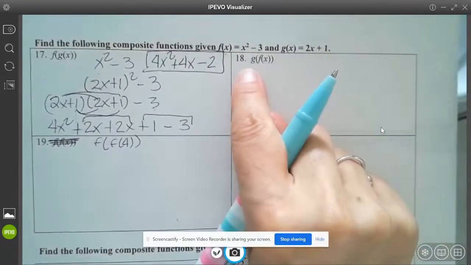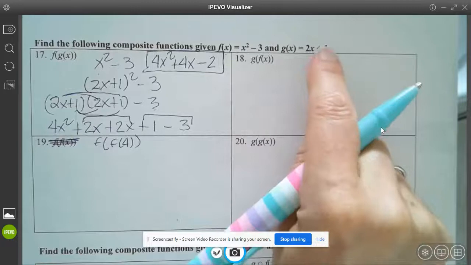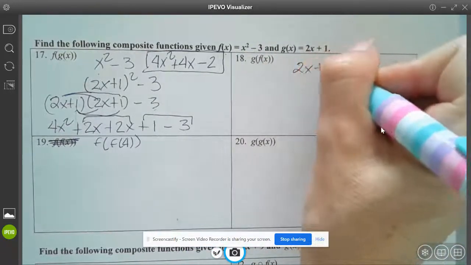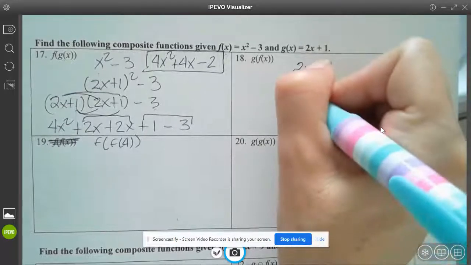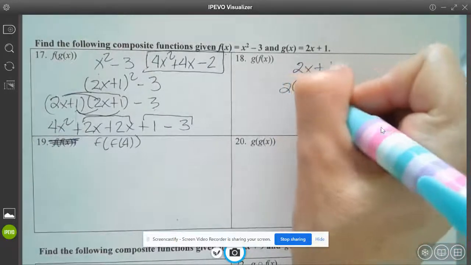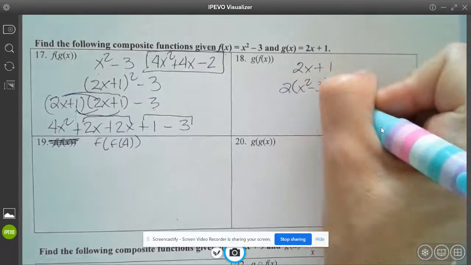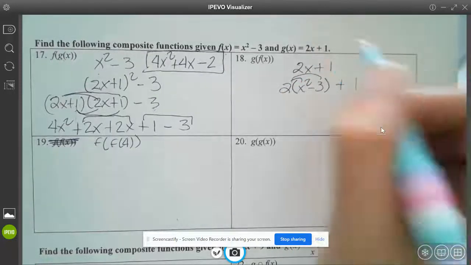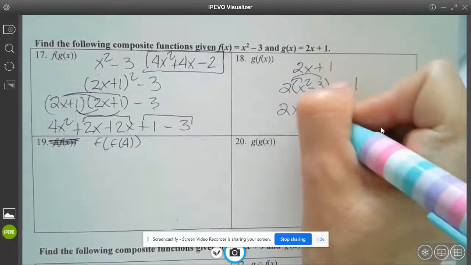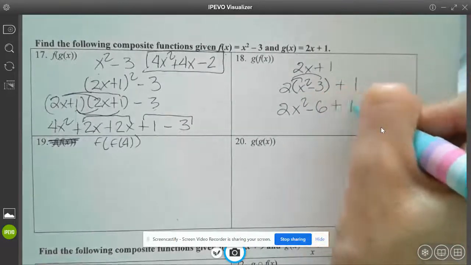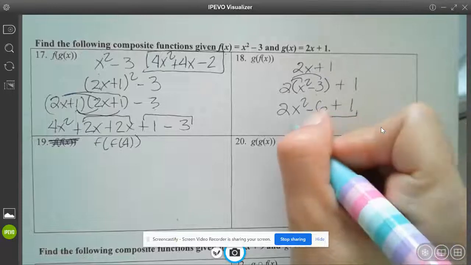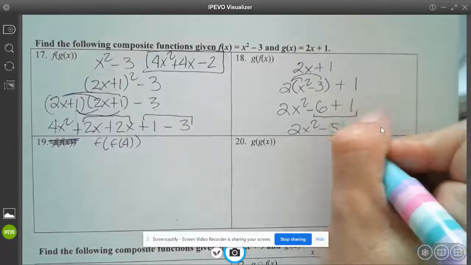So what happens when it's backwards? So g is the shoe here, f is the foot. So I'm going to put this one inside of that one. So 2x plus 1 is my main one. And then I have 2 times x squared minus 3, which is my composition of functions here, plus 1. And then I remember to distribute to simplify my expression. 2x squared minus 6 plus 1. 2 times negative 3 is negative 6. And then you just combine like terms. 2x squared minus 5. And that's my answer.